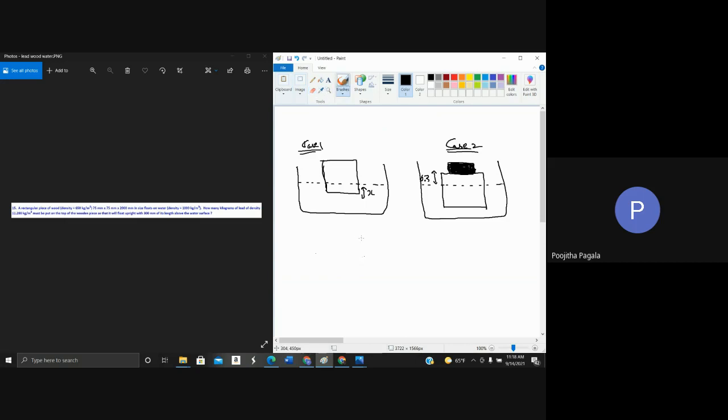Okay, so let's write a balance for case 2. కేస్ 2లో మన సిస్టమ్ ఇది. This is our system. లెడ్, బ్లాక్ కలర్ లో ఉన్నది లెడ్ అండ్ కింద ఉన్నది వుడ్ బ్లాక్.